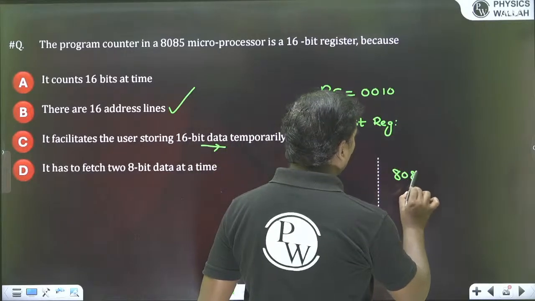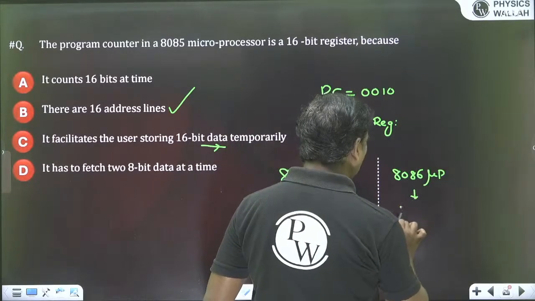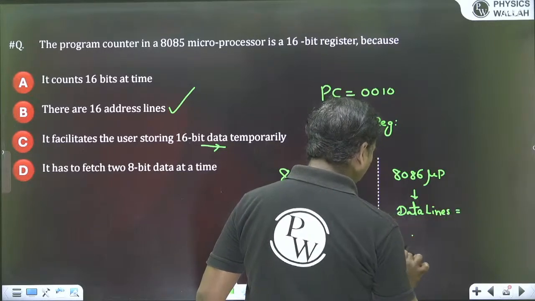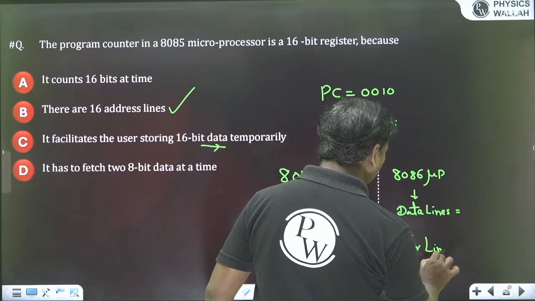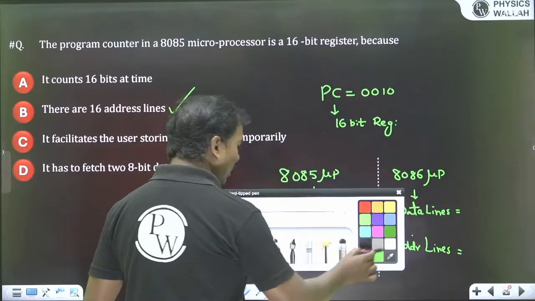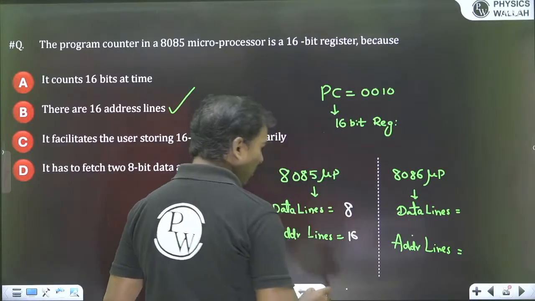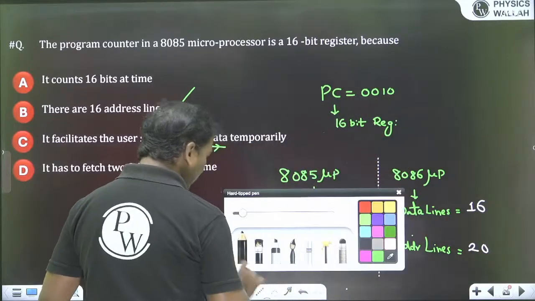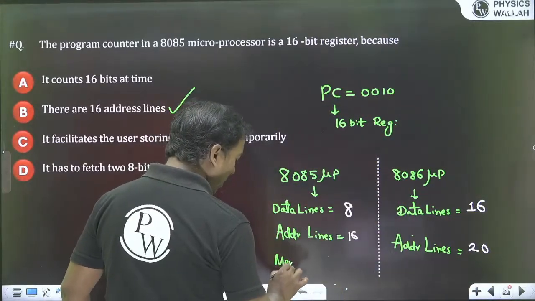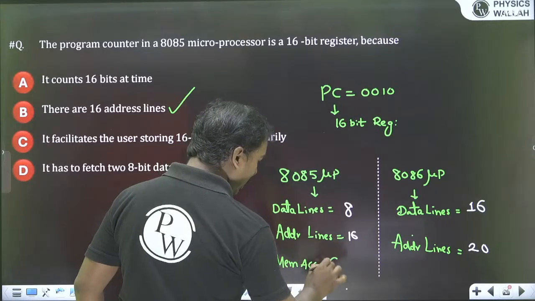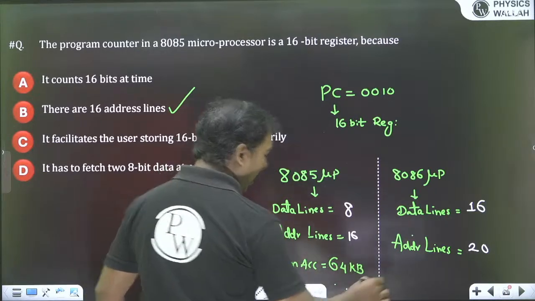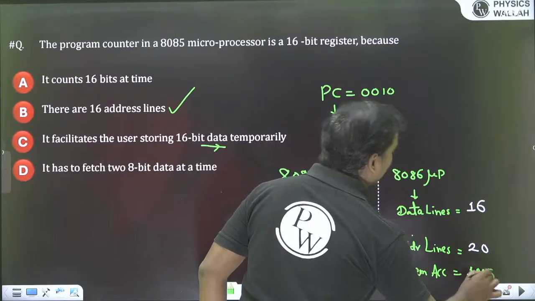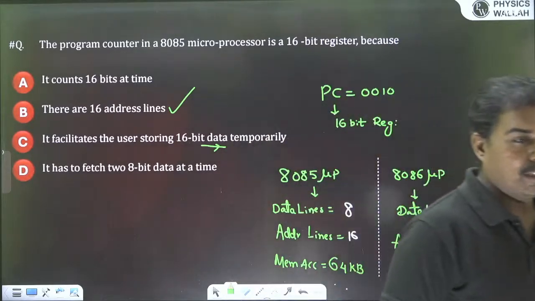So in the 8086 microprocessor, how many data lines and how many address lines? Fundamental question, my dear. In 8085, data lines are 8, address lines are 16. In 8086, data lines are 16, address lines are 20. The memory accessible here is 2 power 16, that is 64 KB, and here memory accessible is 2 power 20, that is 1 megabyte, my dear. 1 megabyte.